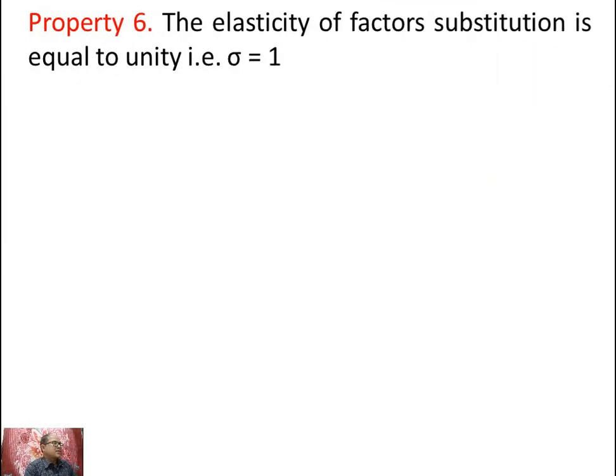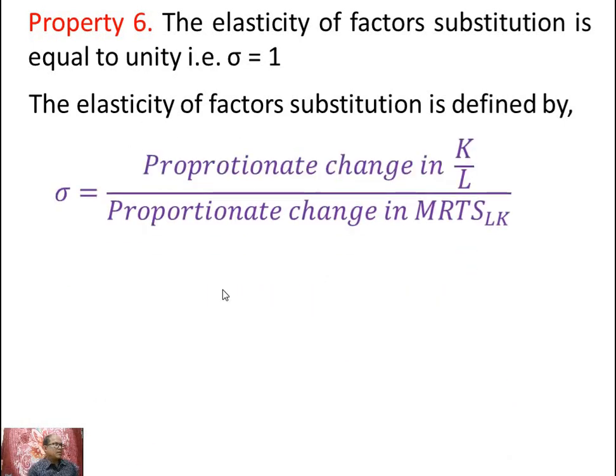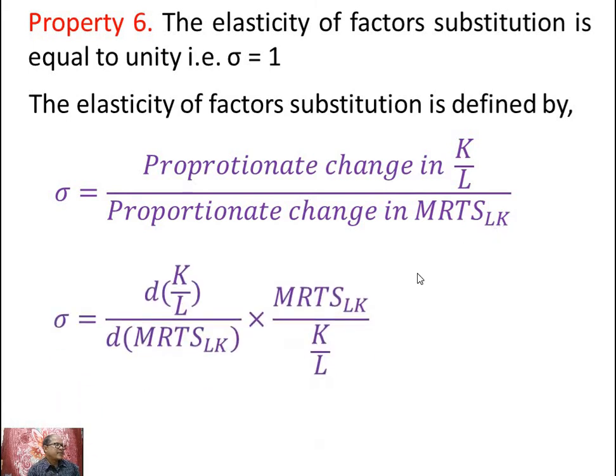Property 6. The elasticity of factor substitution of the Cobb-Douglas production function is equal to unity, that is sigma is equal to 1. The elasticity of factor substitution is defined by theta, equal to the proportionate change in factor ratio, that is K/L, divided by the proportionate change in the marginal rate of technical substitution between labor and capital. So this is the definition of elasticity of factor substitution.